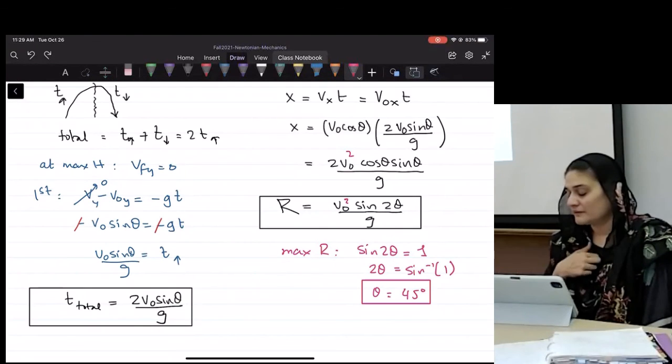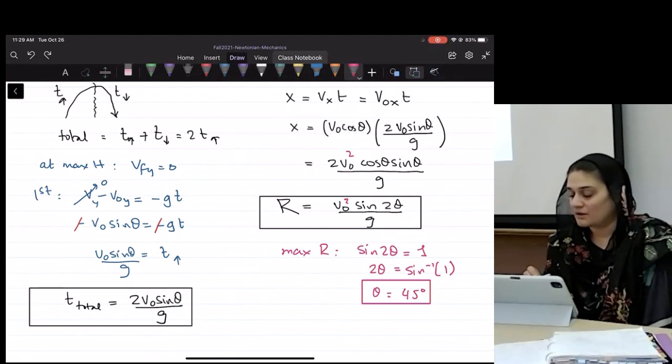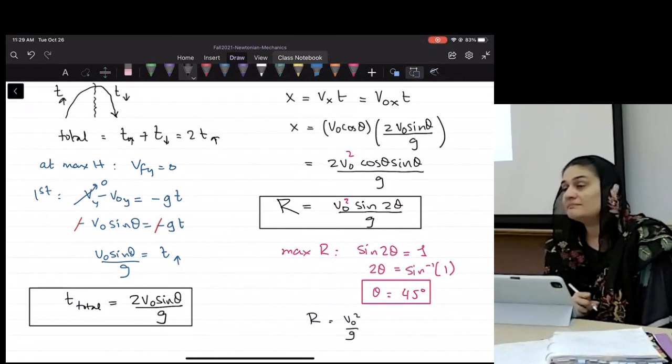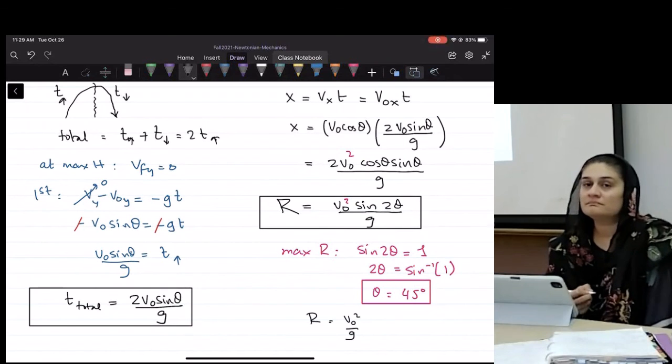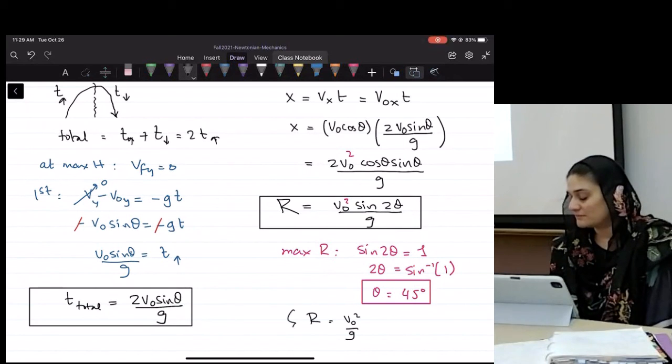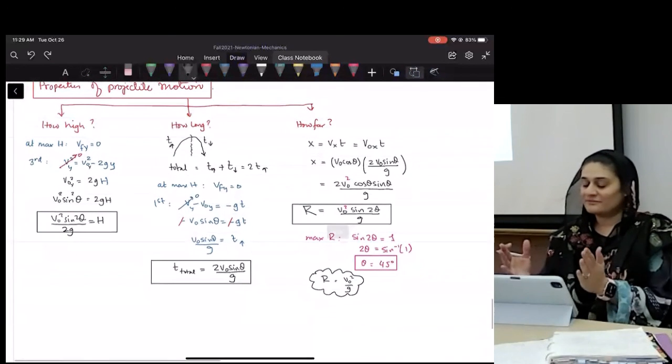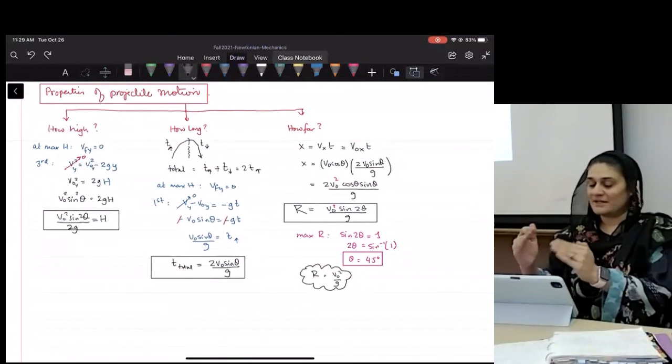Yep. So for maximum R, you will write V0 squared over g. The sine of 2 theta is 1. It's all very clear, concise, compact.